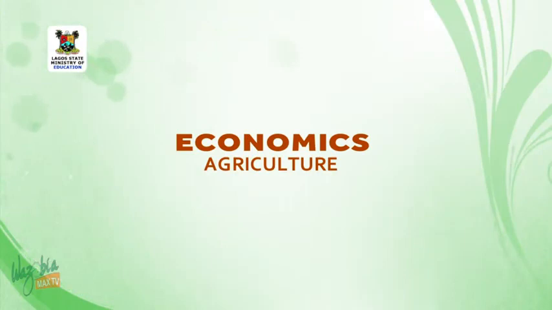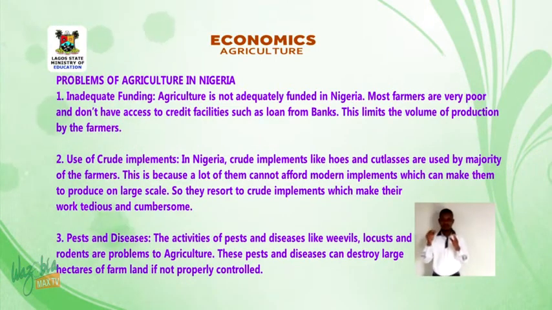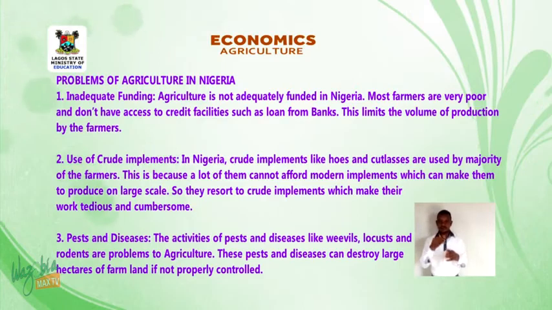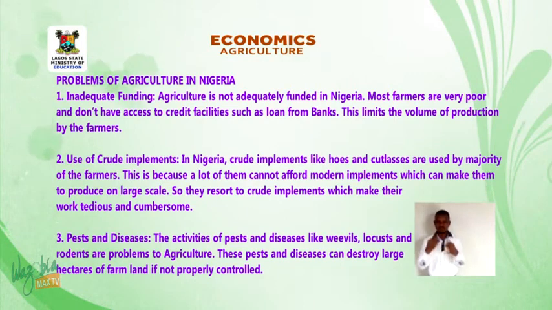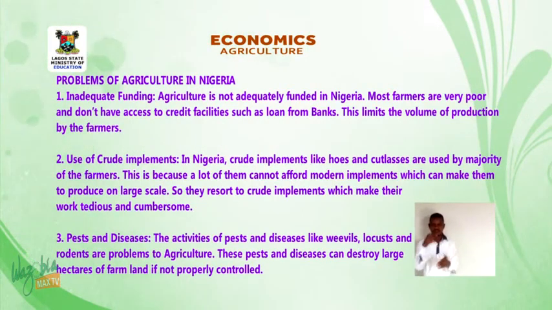Welcome back. Let us look at problems of agriculture in Nigeria. Agriculture is faced with lots of problems that have led to low productivity. These problems include: number one, inadequate funding. Agriculture is not adequately funded in Nigeria. Most farmers are very poor and don't have access to credit facilities such as loans from banks. This limits the volume of production by the farmers.